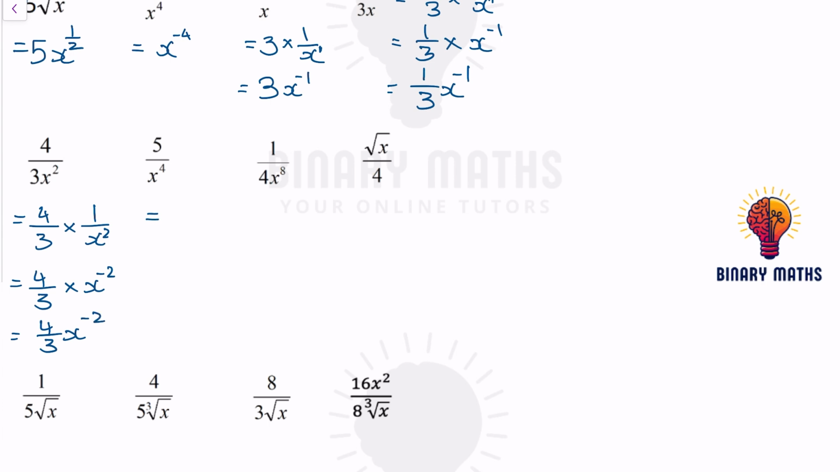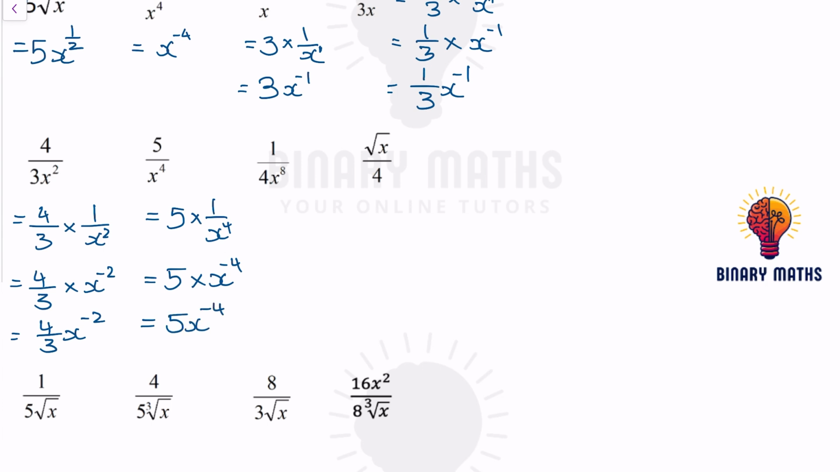5 over x to the power of 4 can be separated into 5 times 1 over x to the power of 4. Again, because x to the power of 4 is in the denominator, that can be rewritten as x to the negative 4, which simplifies to 5x to the negative 4.